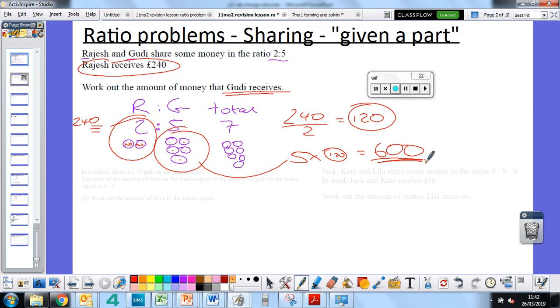So different this time. Same setup, but we have to be really careful. They give us one part of the ratio, not the total of the ratio. So that's how you do that question.